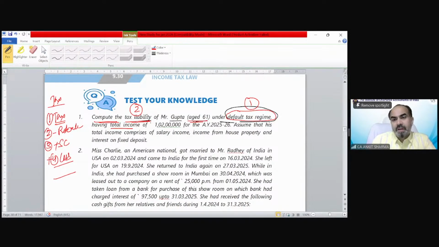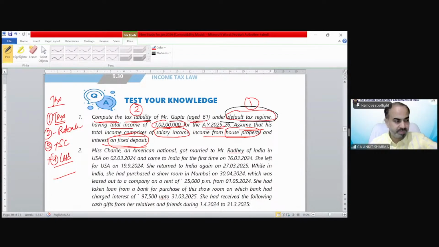Okay. So, default tax regime, having total income of 1 crore 2 lakh rupees, for assessment year 25-26. Assume that his total income comprises salary income, income from house property, and interest on fixed deposit. Can anyone tell me why this information is relevant, that this total income includes only salary income, house property income, and interest on fixed deposit? In my opinion, this information is relevant for 2 purposes. Can you tell me both of these 2 purposes for which this information has been given in the question?